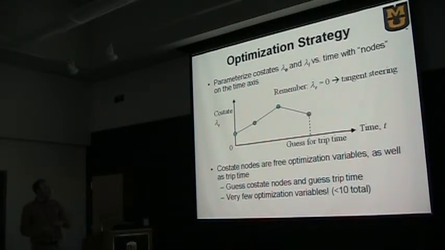So in the optimization program that I've set up, I guess these nodes, and I guess the trip time. I don't know how long it's going to take. That's a free variable. But when I do this, I have very few variables, less than 10. I might use 4 nodes for lambda E, 4 nodes for lambda I. Maybe I use 3 for lambda E, lambda I, lambda A. There's 9 variables, and I've got to guess the trip time. 10 variables. That's all I have in my optimization problem. It's a small-scale problem.